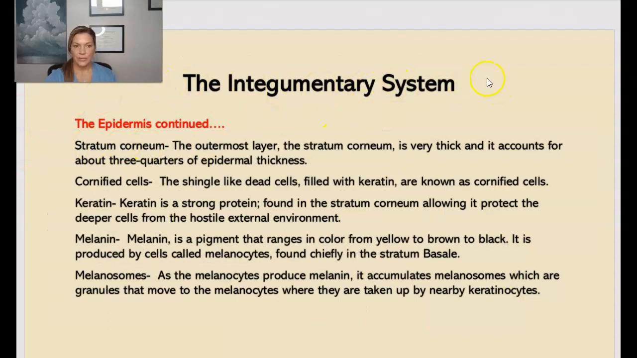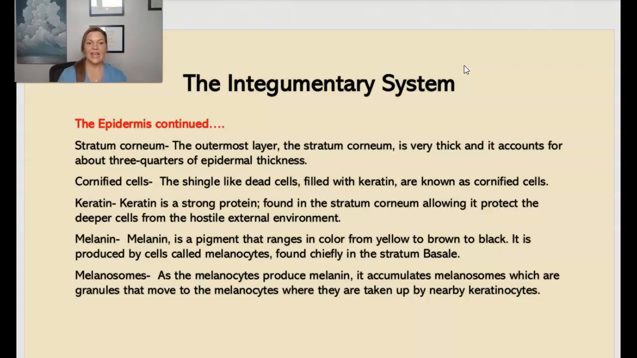Continuing on with the epidermis, you have the stratum corneum, and this is the outermost layer. It's very thick, and it accounts for about 3/4 of the epidermal thickness. There are cornified cells, the shingle-like dead cells filled with keratin. Of course, we have the keratin, a strong protein found in the stratum corneum, allowing it to protect the deeper cells from the hostile external environment.